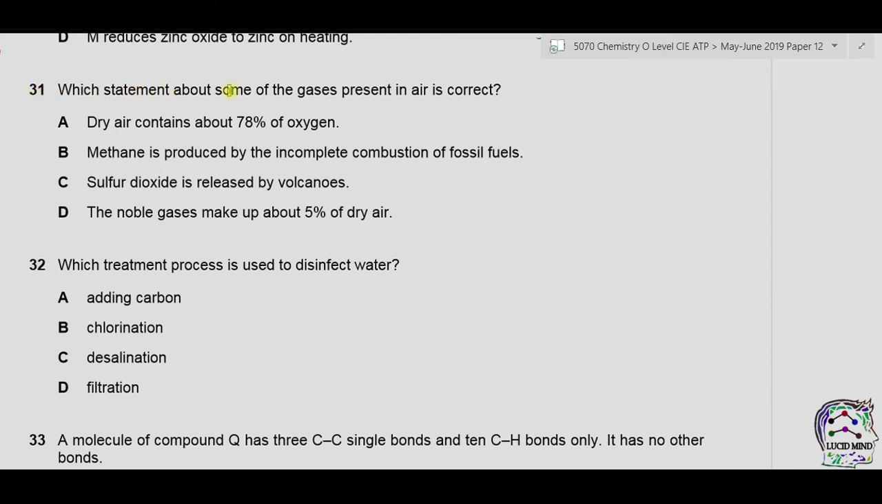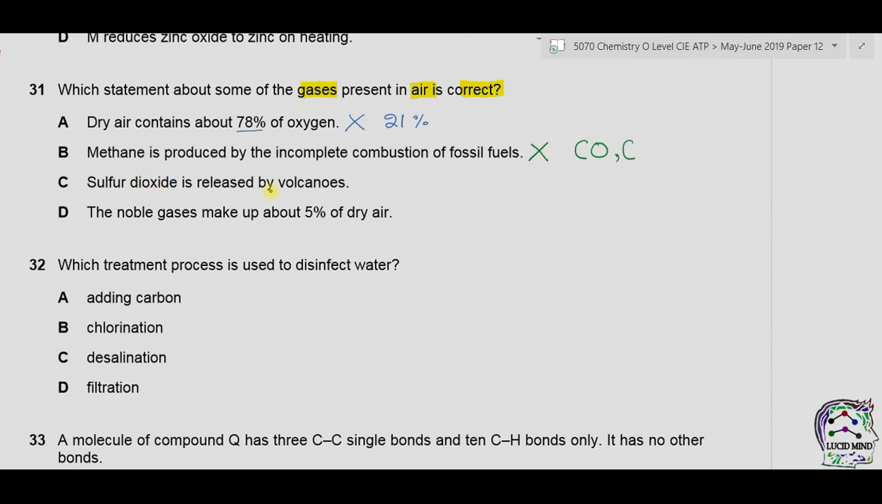Question 31. Which statement about some of the gases present in air is correct? A. Dry air contains about 78% of oxygen. This is incorrect because oxygen is only present up to 21% in air. B. Methane is produced by incomplete combustion of fossil fuels. This is also a wrong statement because in incomplete combustion of fossil fuels, carbon monoxide and carbon are formed.